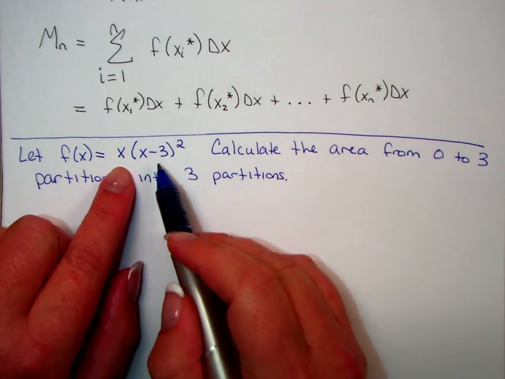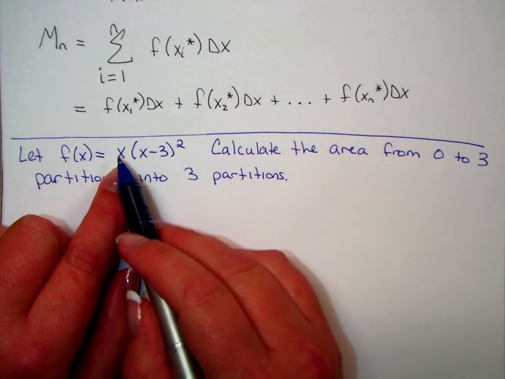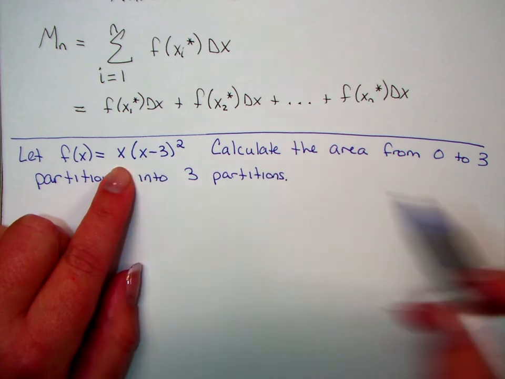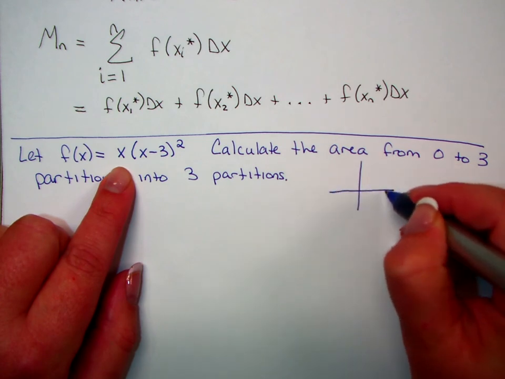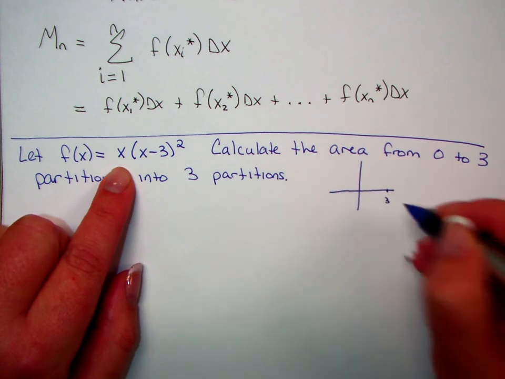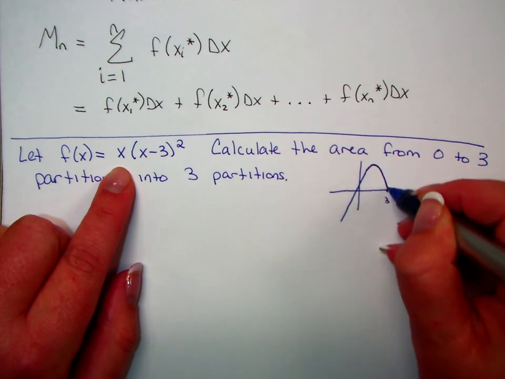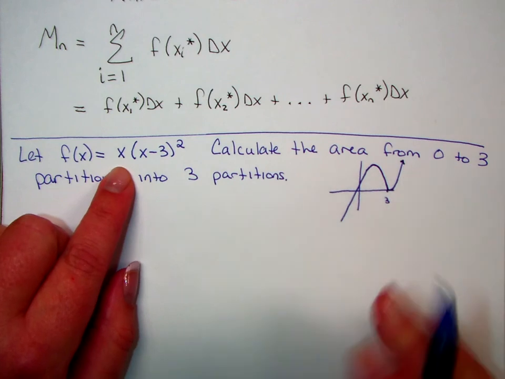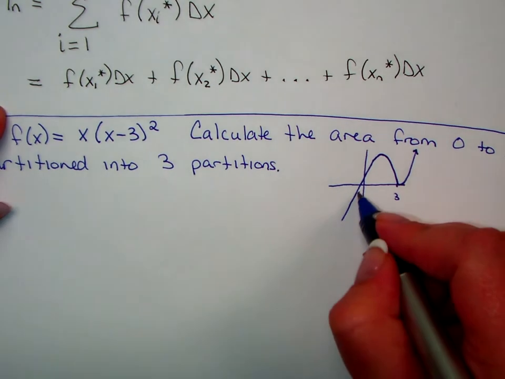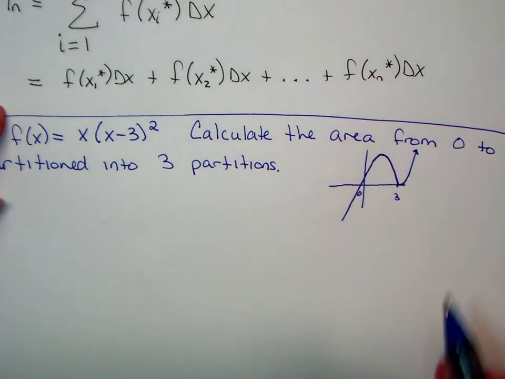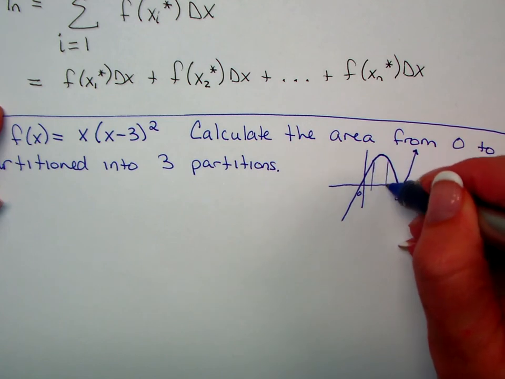This is a cubic, correct? And it has zeros of 0 and 3, and it's going to cross the x-axis at 0, and it's going to touch at 3. And so if I were to sketch this, I don't know exactly how high it goes, but it's going to cross at 0, go up, come down, touch at 3, and then go back up. So we're looking at calculating the area from 0 to 3, and we're going to split this area into 3 partitions, so kind of like in thirds here.